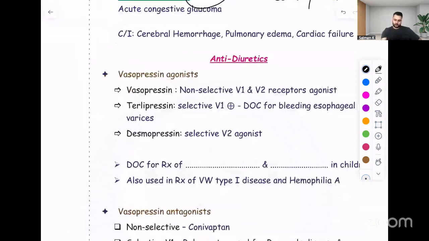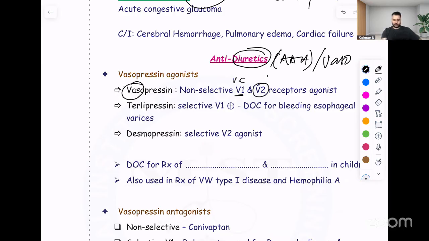Next are the drugs called antidiuretics. This is also called ADH, the word for antidiuretic hormone, also known as vasopressin. You must understand the word vaso, vessel: it causes vasoconstriction, and ADH's function is to save water. So if you give vasopressin to someone, their vessels will constrict, plus they will save water.